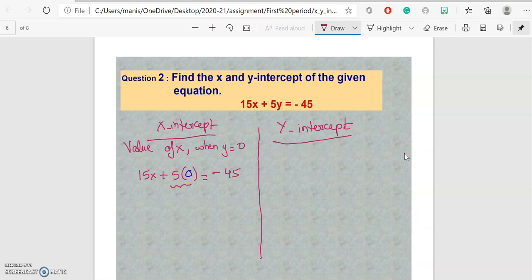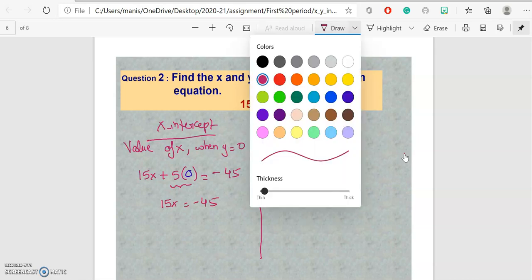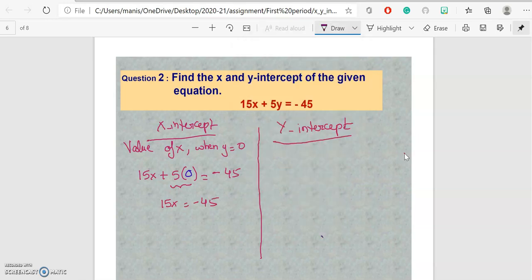This will give you 0. So it's 15x is equal to -45. After this, you can divide both sides by 15, and my value of x is -3.